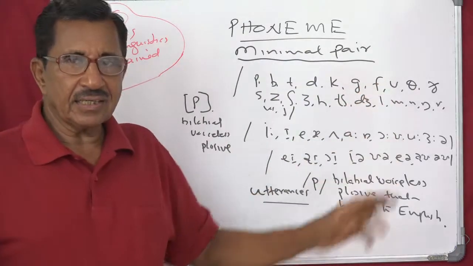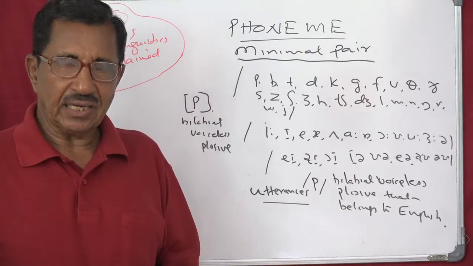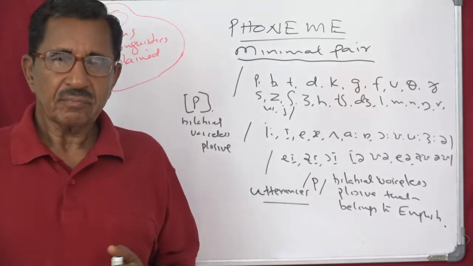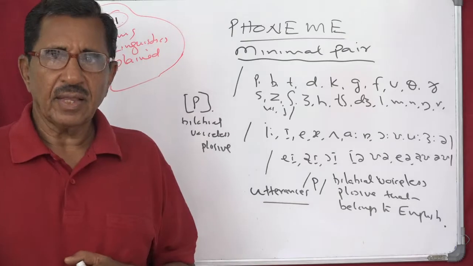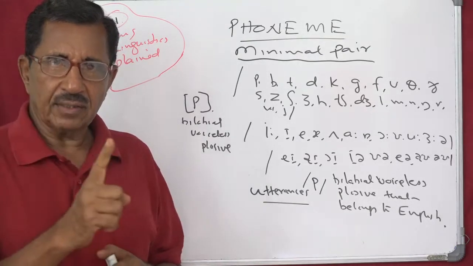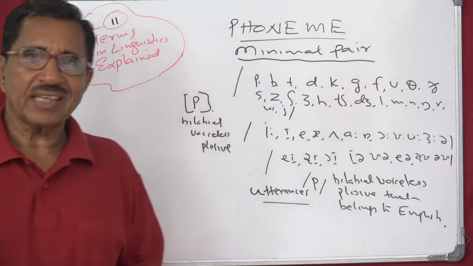Minimal pair is a test, the minimal pair test, to show that phonemes are in contrastive relation or they have the power to show difference between words. Because when you replace one phoneme by another, it becomes a different word, as we have seen in Hindi as well as in English.